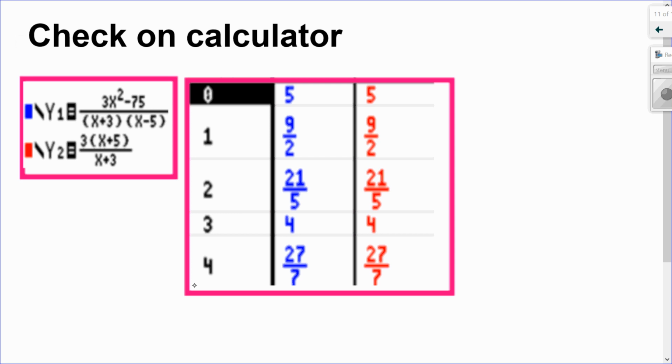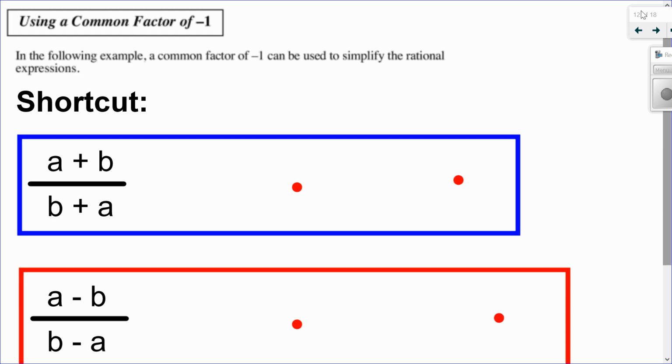Again, big fan of the check. Original in Y1, answer in Y2, check always happens in the table, and I see Y1 equals Y2, so I know that I have done this one correctly.